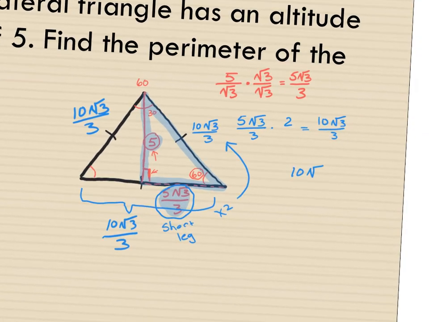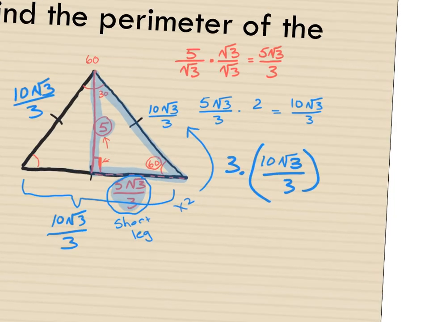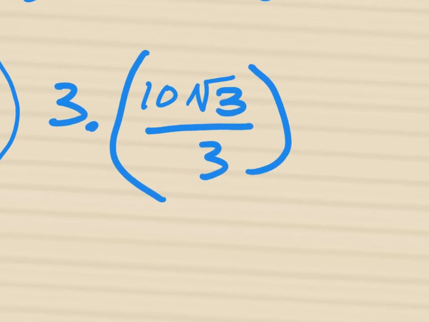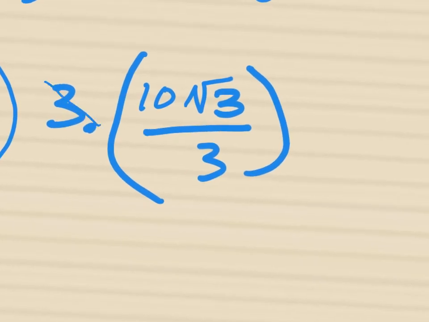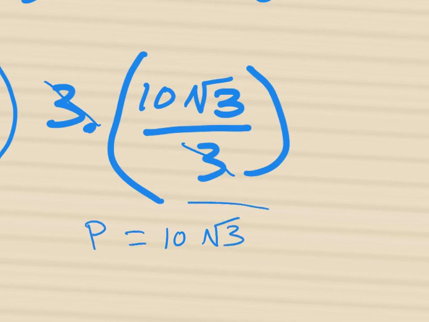Multiply by 3. Yeah, if each side is 10 square root of 3 over 3, and there are 3 sides, then just multiply by 3. What happens when we multiply this out? You just get 30 square root of 3 over 3. The 3's cancel out, leaving just 10 square root of 3. The perimeter is 10 square root of 3. That's math right there.